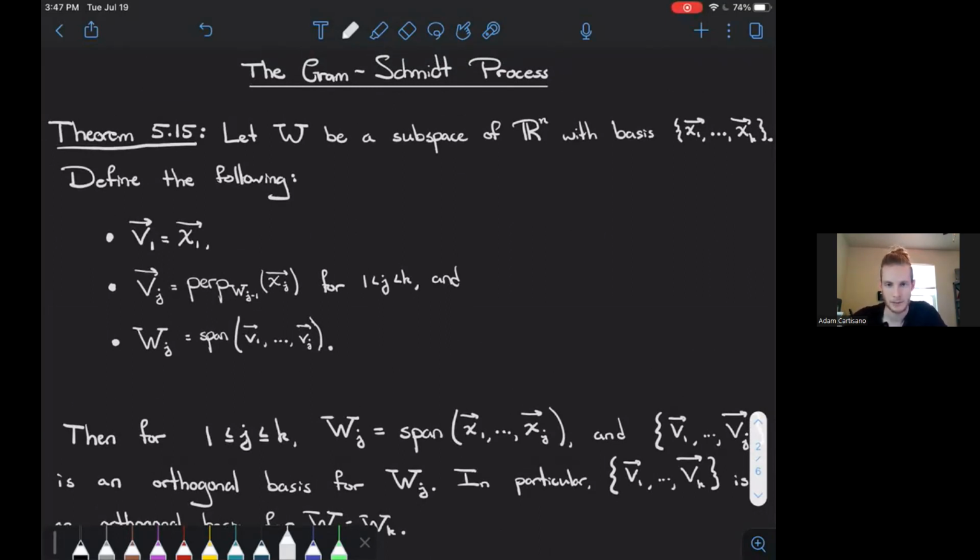So let W be a subspace of R^n, and suppose that we have a basis x1 up through xk. And we define the following. So v1 is just going to be equal to x1. Starting off strong. And then after that, if you want more vectors, like v2 or v3, vj in general is going to be the projection of xj onto the subspace W_{j-1}, where j should be less than or equal to k. That'll be for any future value of j.